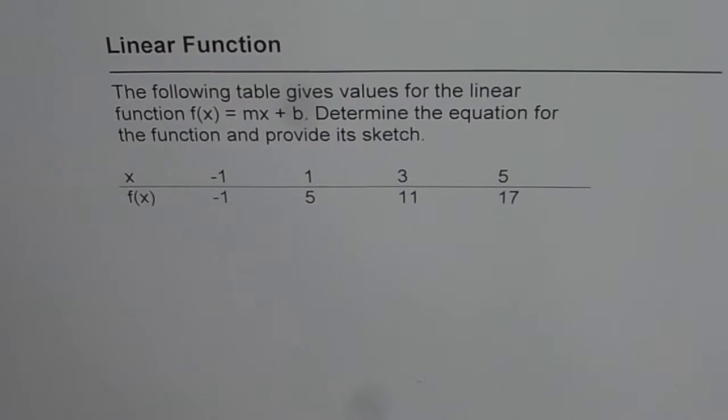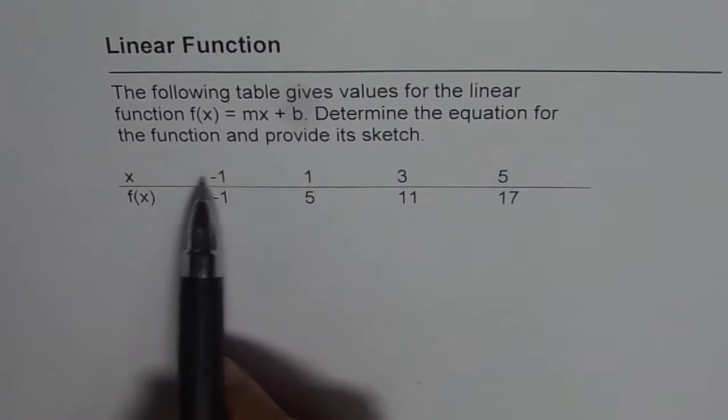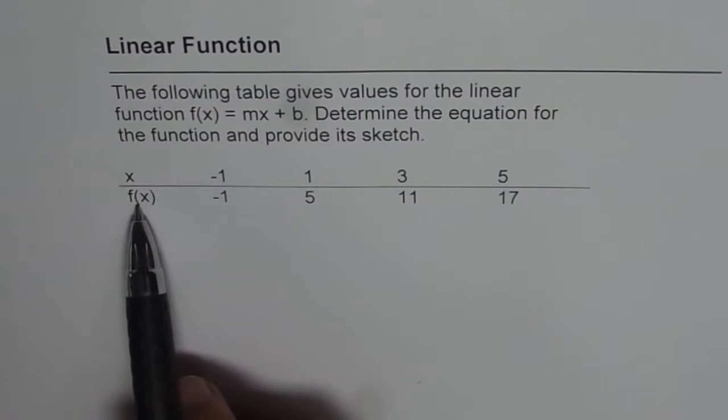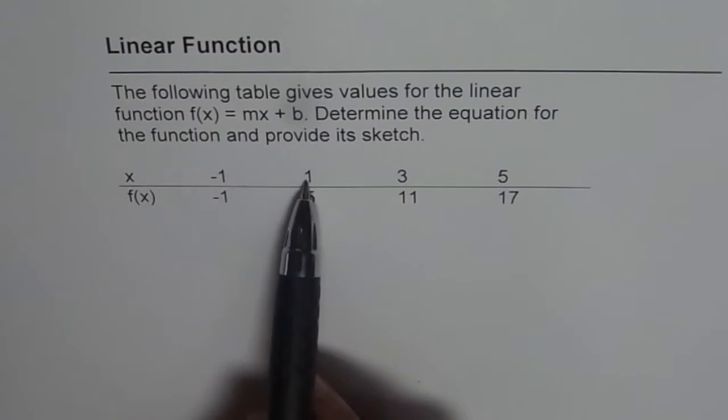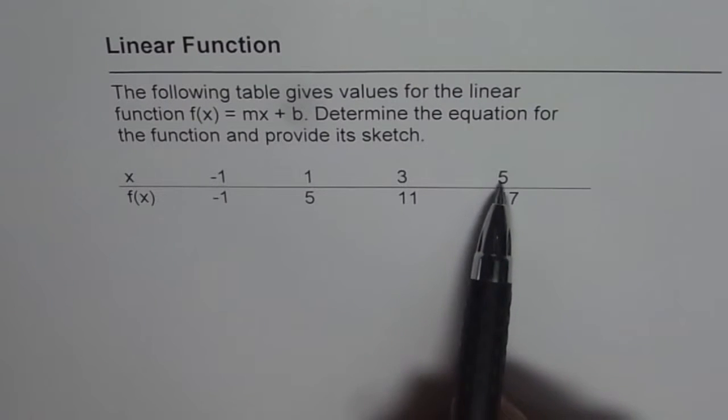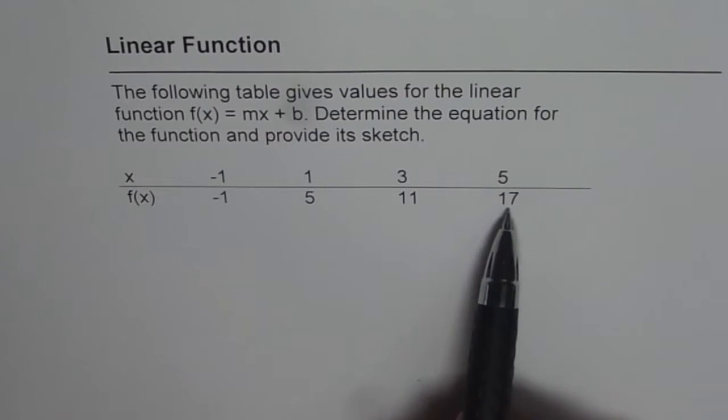Linear function. The following table gives values for the linear function f of x equals mx plus b. Determine the equation for the function and provide its sketch. So we're given values of x and f of x. At x equals minus 1, f of x is minus 1. For x equals 1, f of x is 5. x equals 3, f of x is 11. And for x equals 5, f of x is 17.